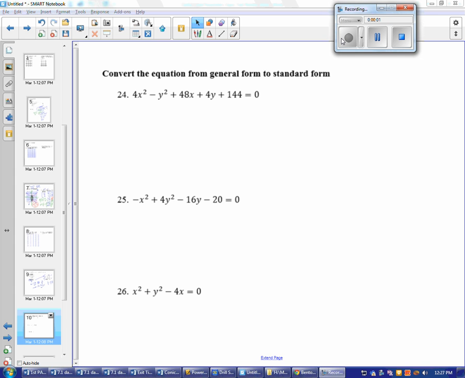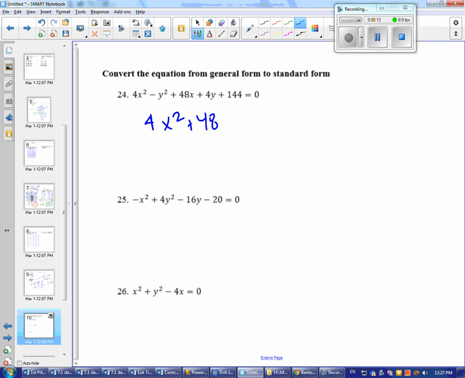To convert from general form to standard form, you're going to be completing the square. So what you want to do is group all of your x and your y terms together. So I'm going to group those x terms together, leave a blank for the eventual completing the square, and I'm going to group the y terms together.